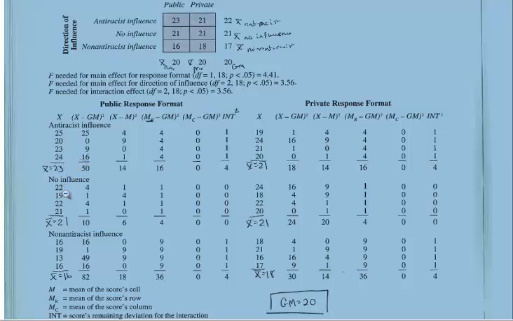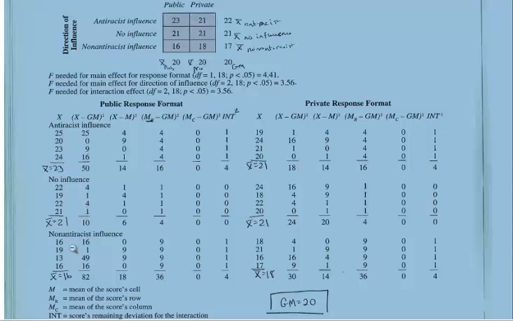We go down to the next group. We use the same grand mean of 20. 22 minus 20 gives us 2. We square it, and it gives us 4. 19 minus 20 gives us negative 1. We square that, we get 1. 22 minus 20 gives us 2. We square it, it gives us 4.